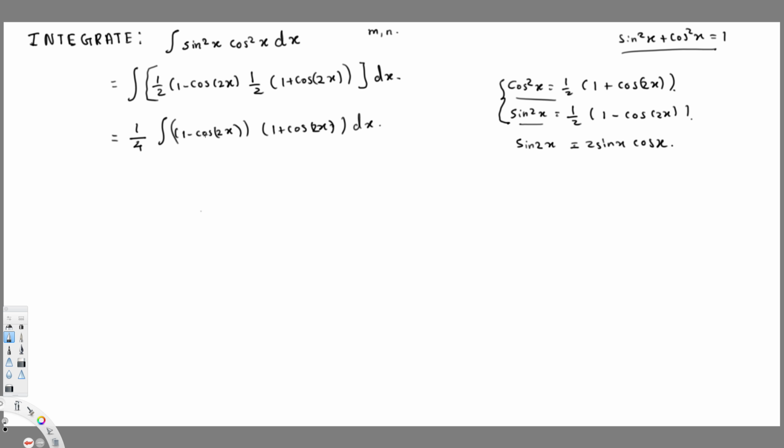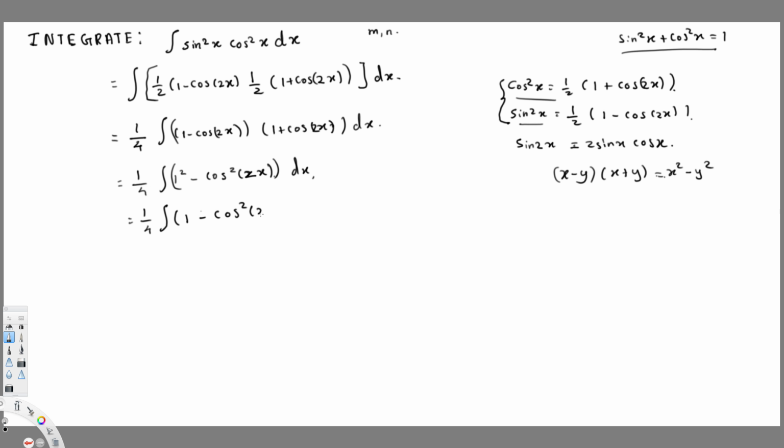If you notice this one, this is like the x minus y, x plus y pattern. When we have x minus y times x plus y, that gives us x square minus y square. So that's what we are going to get right here. This is going to be 1 over 4 times 1 square minus cos square 2x, times dx. So let's simplify a little bit. 1 square is 1, so we have 1 over 4 integral 1 minus cos square 2x.